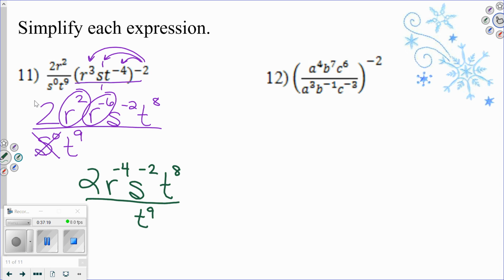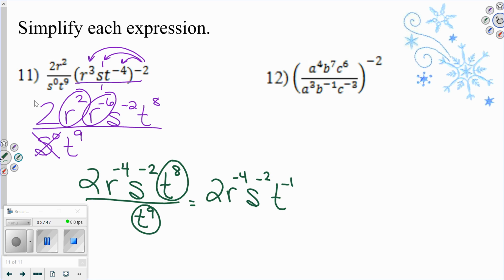All right, so I cleaned up the top. Really, there's nothing clean on the bottom. Can I clean that top and bottom together? Yes, I do have the t's here. All right, so I have a t to the 8th and a t to the 9th. What do I do with their exponents? Subtract. So 8 minus 9 is, by default, where do they go? They go to the top. So I have 2r to the -4, s to the -2, and t to the -1.